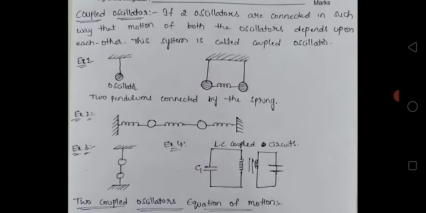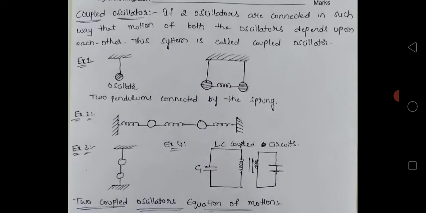Today in this session we are going to discuss Unit 4 Part 2, that is Lesson 2 in Unit 4. We have three topics: the first one is coupled oscillator, the second one is two coupled oscillators, and the third one is n coupled oscillators. First of all, we will learn about coupled oscillator.